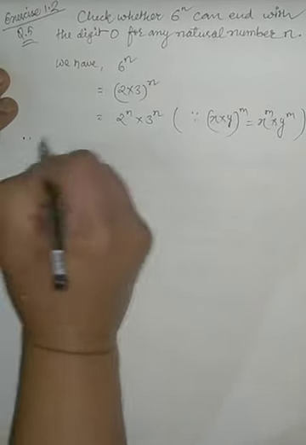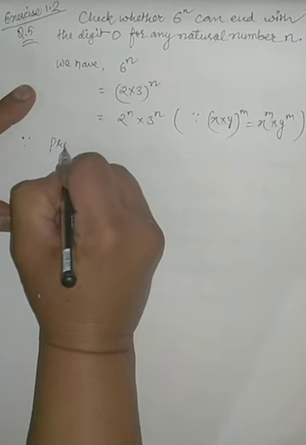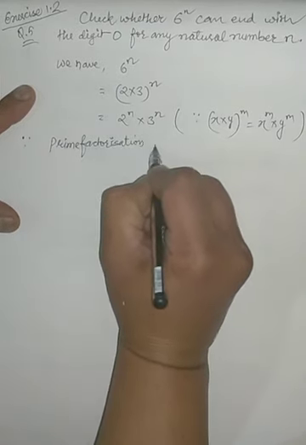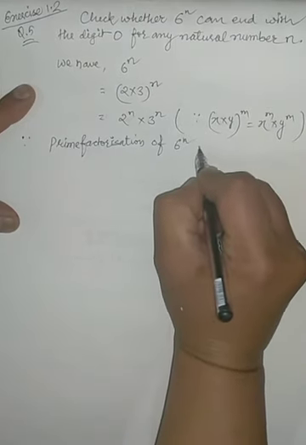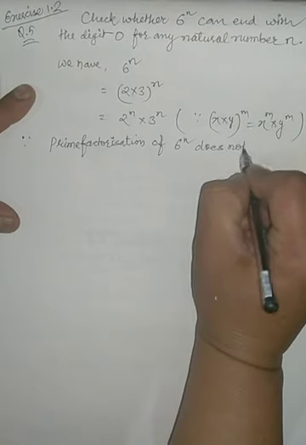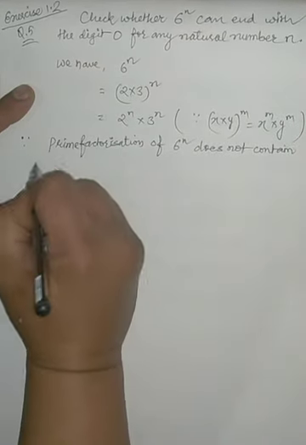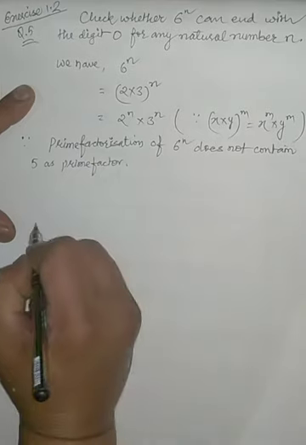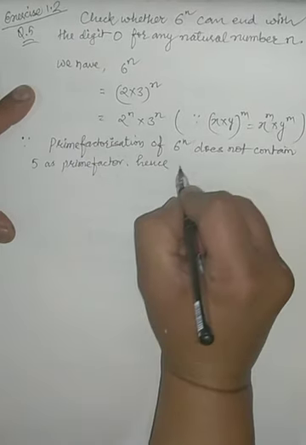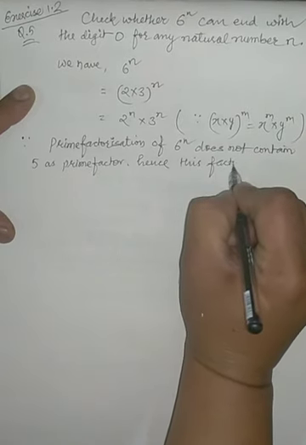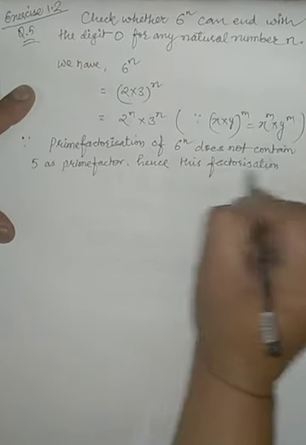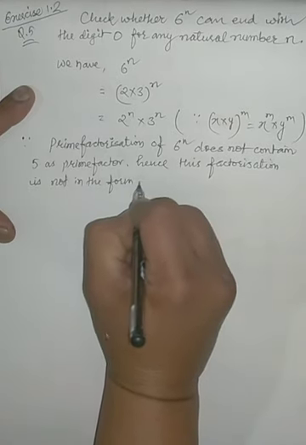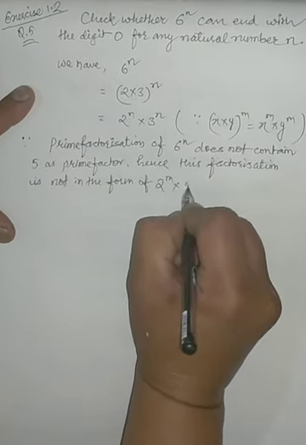So we can say that since the prime factorization of 6 raised to the power n does not contain 5 as a prime factor, this factorization is not in the form of 2 raised to the power m into 5 raised to the power n.